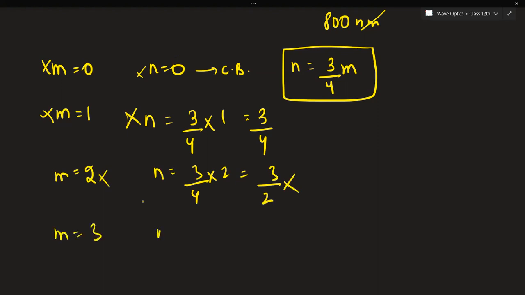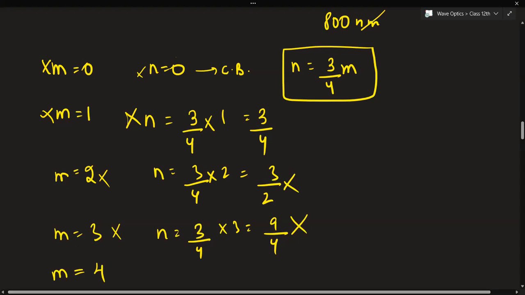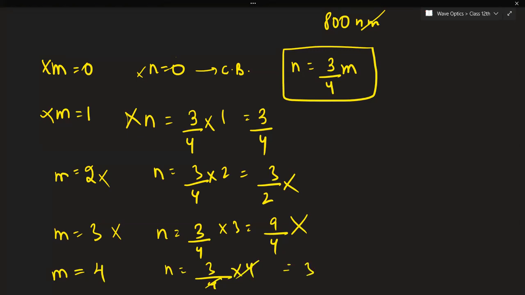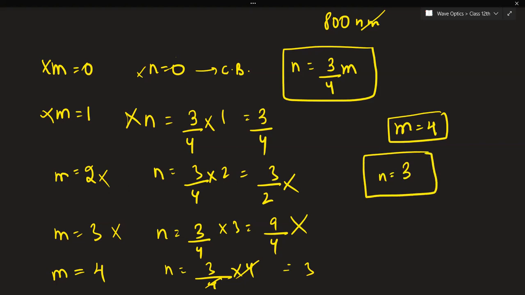M is equal to 3. n is equal to 3 by 4 into 3, that gives 9 by 4. Again, not possible. As soon as you put m as 4, n becomes 3 by 4 into 4. The 4 gets cancelled, you get 3. Now, is it possible that the fourth fringe from the 800 wavelength and the third fringe from the 600 wavelength coincide? Now, why did we choose this?